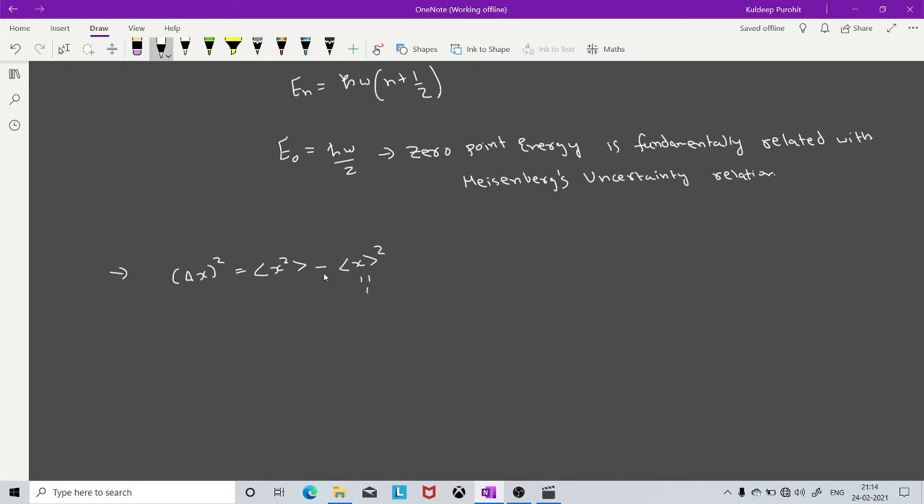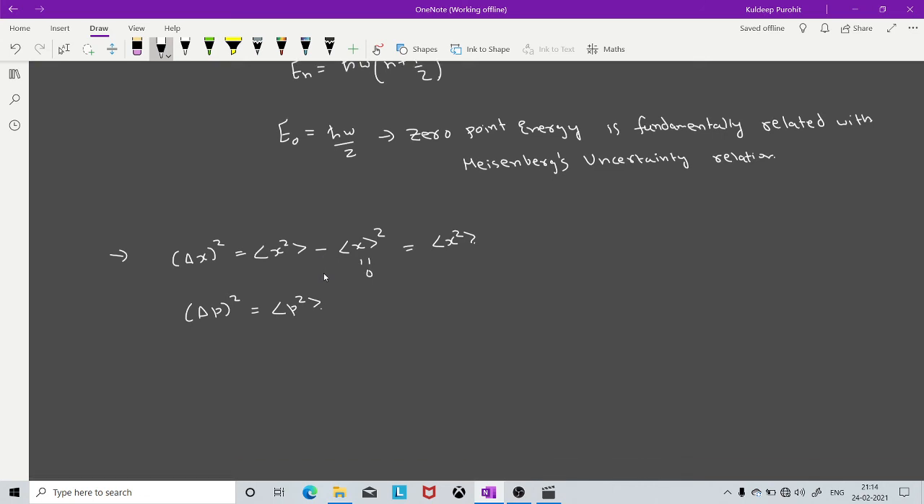Since the expectation value of x is always equal to 0 for any state, I can write this as equal to the expectation value of x square. Similarly, I can write delta p square is equal to the expectation value of p square. I am assuming that you know that these are all operators.